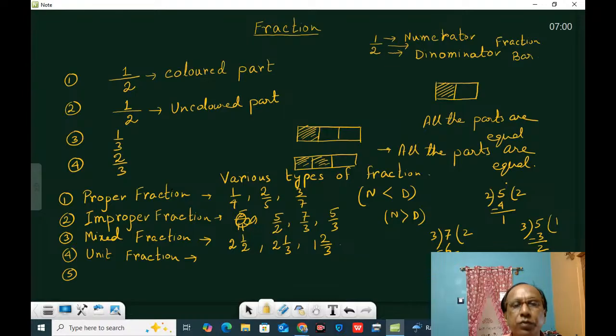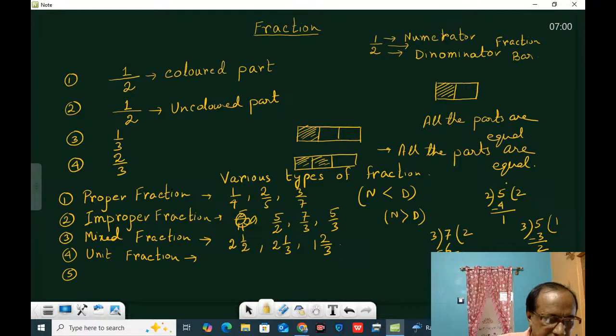Now we will tell you how to draw the different types of fractions. How to draw these figures is important for us. The various types of fractions, as I already told you: a proper fraction is 1 by 4 or 2 by 5, where the numerator is less than the denominator. An improper fraction is 5 by 2, 7 by 3, 5 by 3, where the numerator is greater than the denominator. A mixed fraction is a whole number together with a proper fraction.